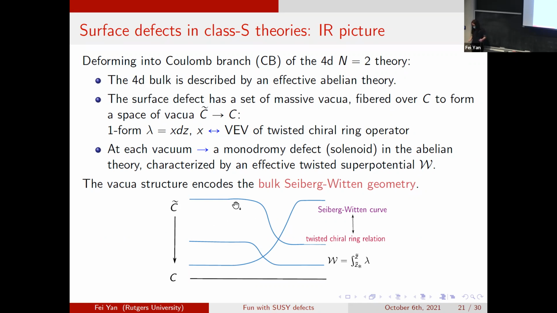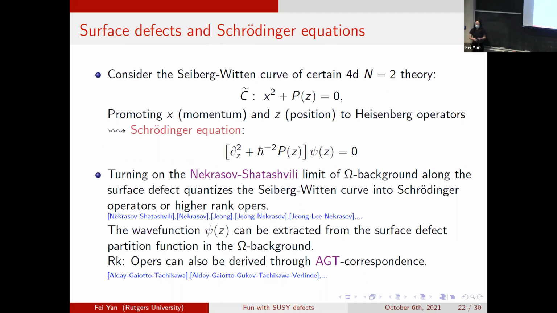So having made this context, recall that the spectral curve is some algebraic curve, and the surface defect vacuum kind of reproduces this curve. And now you could talk about quantizing this algebraic curve using the surface defect. So if we consider the spectral curve for some rank 1 theory like SU(2) gauge theory with some matter, it's some algebraic curve written in this way. And I'm treating this x, for example, as momentum coordinate and z as position coordinate. And if I promote them to Heisenberg operators, I will get some sort of Schrödinger equation with p being the potential.